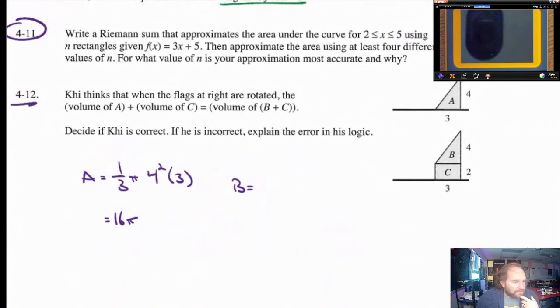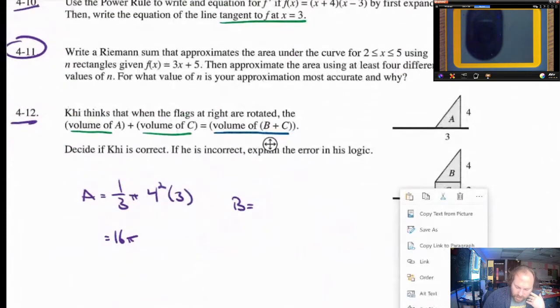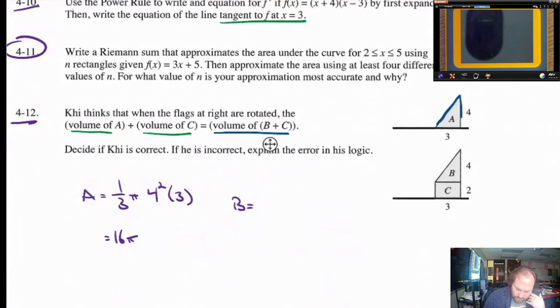Chi thinks that the volumes of the flags are rotated, that the volume of A plus the volume of C is equal to the volume of B plus C. Basically, if you were to take this triangle bit here, that's A, and rotate that around the y-axis, and then rotate C, this rectangle-y bit, around the y-axis, then you would get the same volume as if you were to put C and B together and rotate that whole thing.